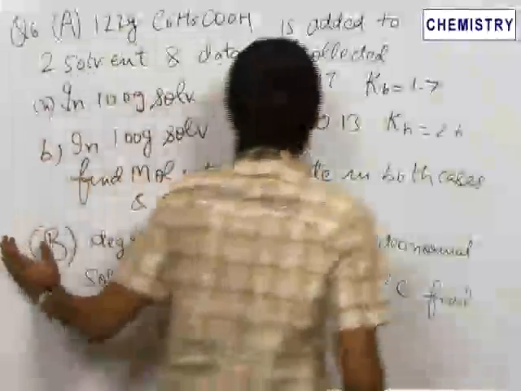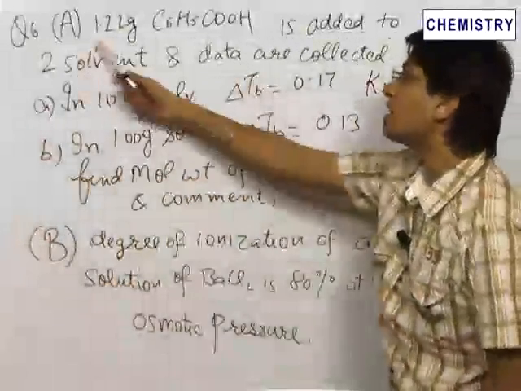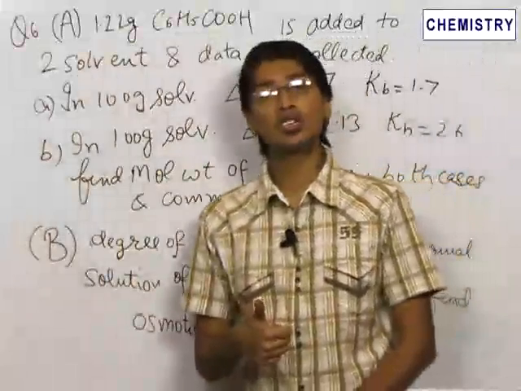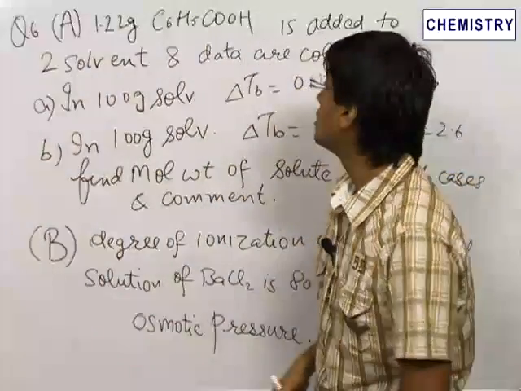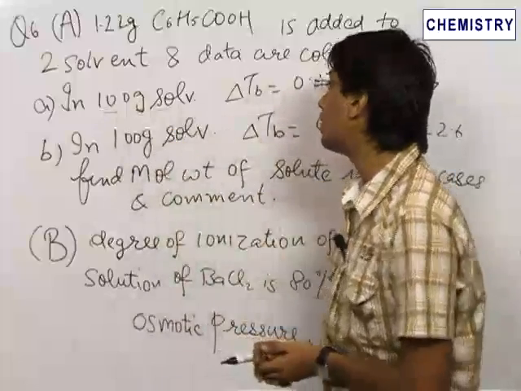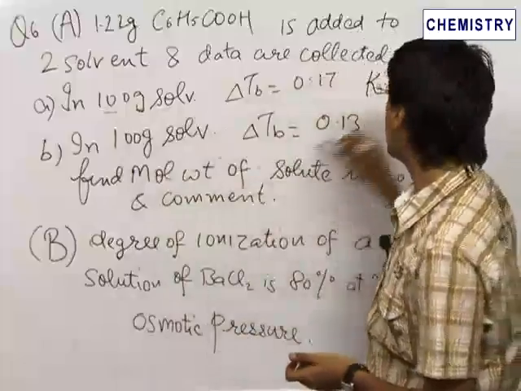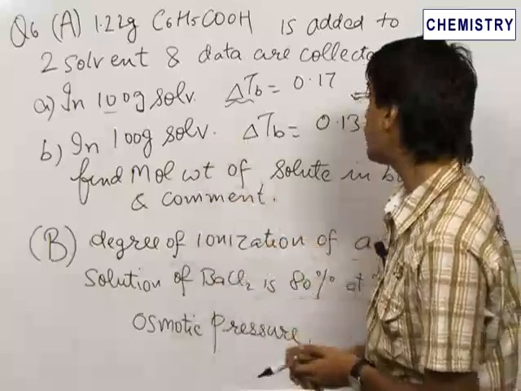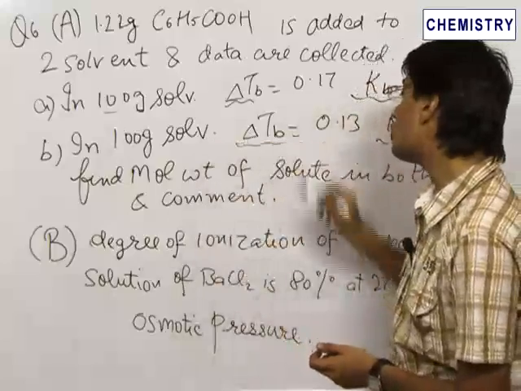Our next problem is a pretty interesting problem. In the first part, it is given that 1.22 grams of benzoic acid is added to two different solutions in two cases, and some data are being collected. In the first part, in 100 grams of solvent, for that solvent, Kb is 1.7 and the elevation of boiling point is given. And for the second solvent, the Kb is given and the elevation of boiling point is given.